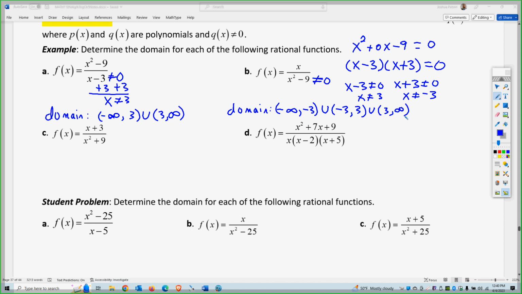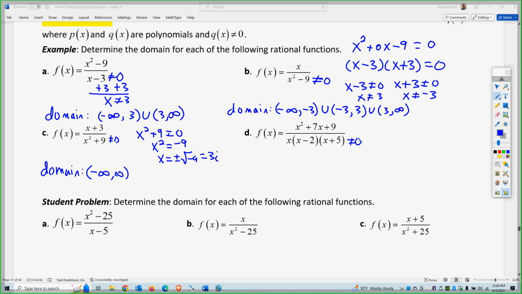Okay, so this cannot equal 0. However, if you try to solve x squared plus 9 equal to 0, you're going to get x squared equals negative 9, or x equals plus or minus the square root of negative 9, which is plus or minus 3i. But that doesn't give you a real answer. So basically this domain is everything, because there is no value that will make that denominator 0. No real value anyways.